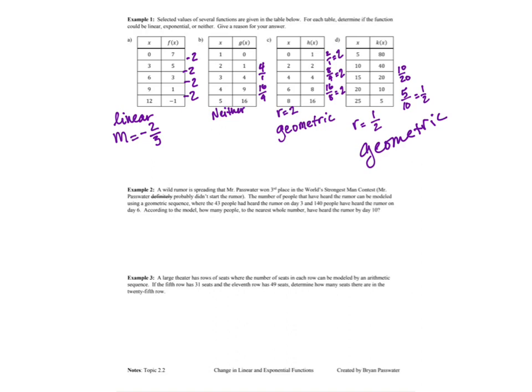Okay, so it says a wild rumor is spreading that Mr. Passwater won 3rd place in the World's Strongest Man contest. Whoa, Mr. Passwater probably didn't start the rumor. I think you did. The number of people that have heard the rumor can be modeled using a geometric sequence, where 43 people had heard the rumor on day 3. Okay, so by day 3, that's input, day 3, output is 43 people.